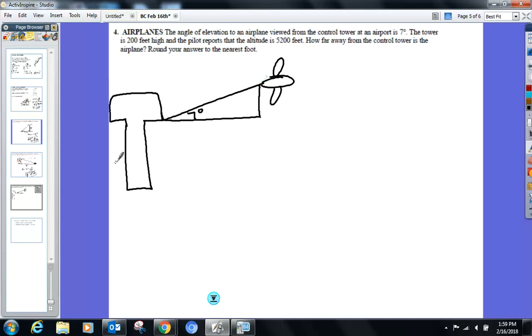200 feet for the height of your control tower. And now they give us this 5,200 feet, which represents the altitude. That's how high the plane is above the ground. So if we're on the ground looking up, the plane's 5,200 feet above us. From the ground up here, 5,200 feet.